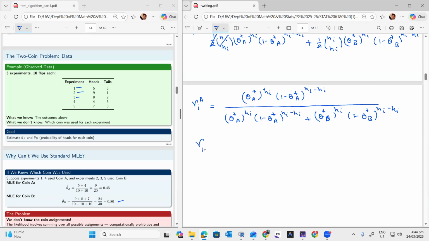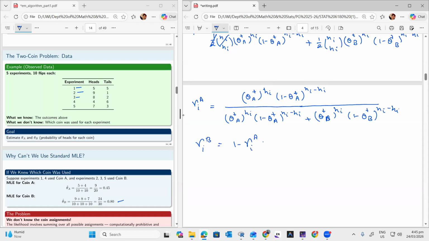And then what will be the form of gamma IB? So gamma Ib will be 1 minus gamma Ia, because the total probability of selecting coin A and coin B will be 1. So if the probability of selecting coin A is gamma Ia, then gamma Ib will be 1 minus gamma Ia. So gamma Ia is basically the probability that experiment I belongs to coin A based on the current parameter estimates. This is basically a soft assignment rather than a hard classification.